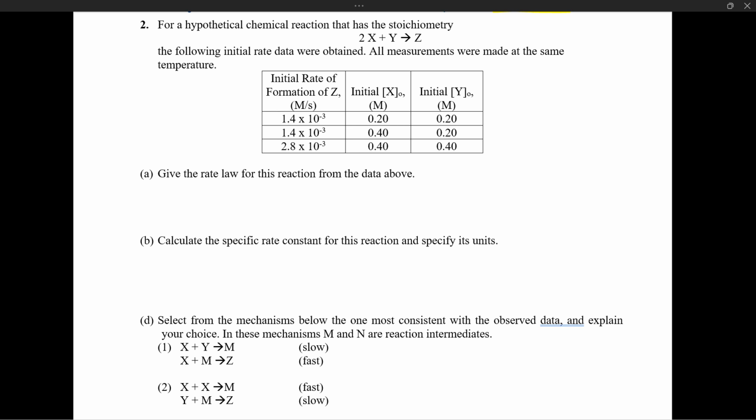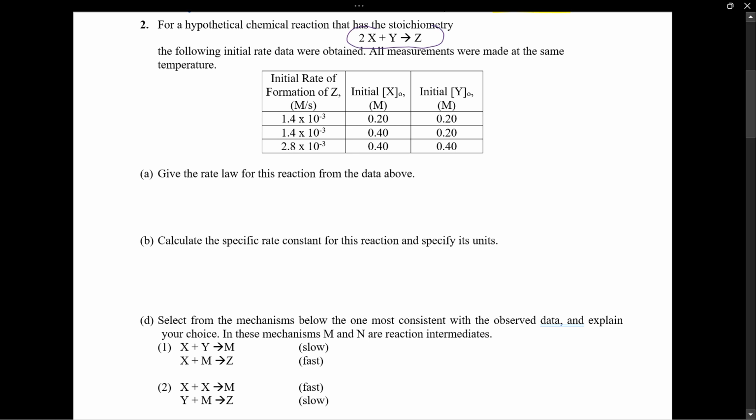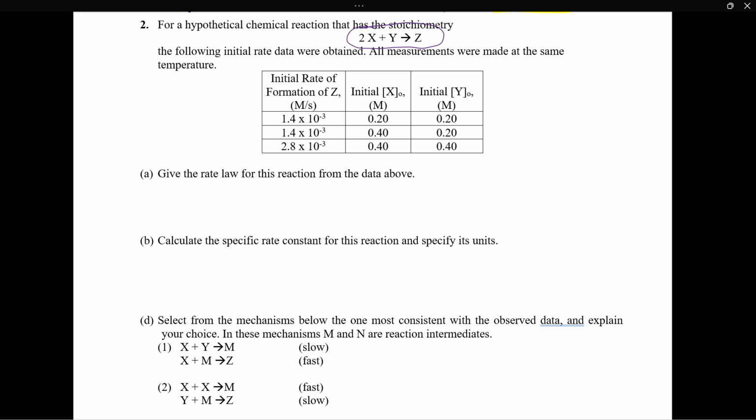So first, I've got a data set. I want to figure out the rate law for this reaction. Here is my reaction right here. It's 2X plus Y makes Z. So to figure out the rate law, I can't just look at the overall chemical equation. I need to either know the mechanism or be given some experimental data. So looks like we're given some experimental data.